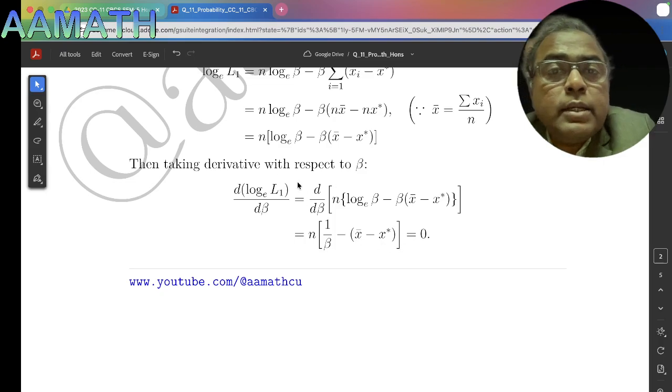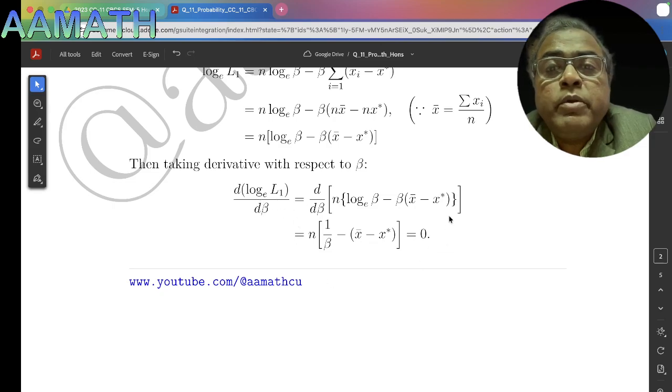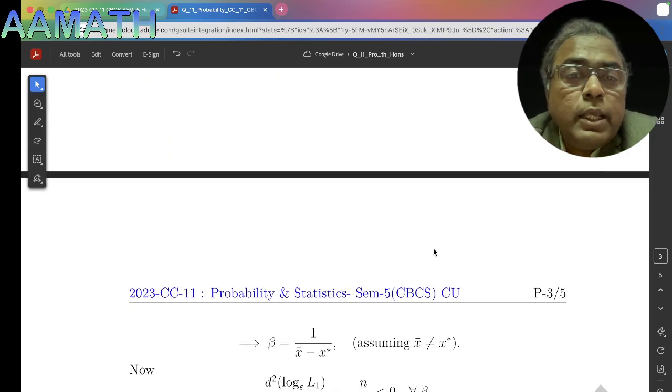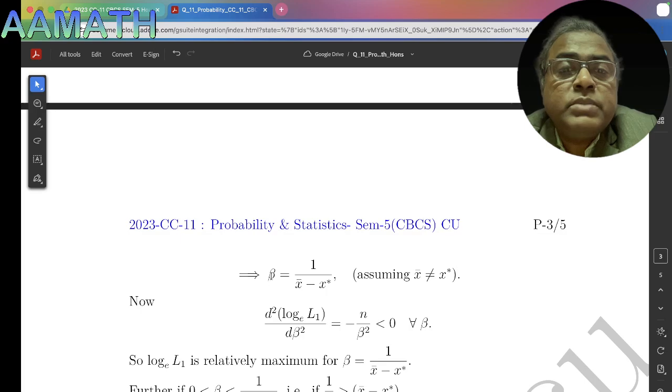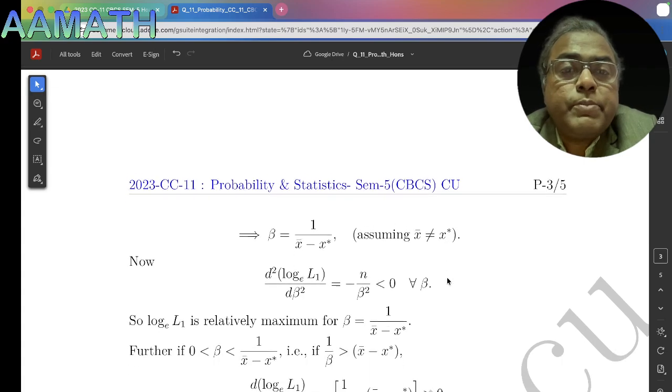Now we want to maximize this log L1. So equating the first derivative to 0, we find the value of beta. So beta equals 1 by x bar minus x star. Here we assume x bar is not equal to x star.